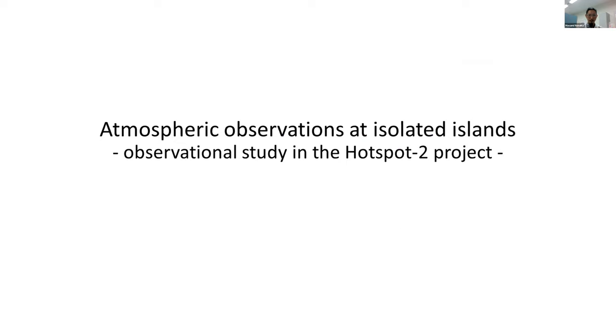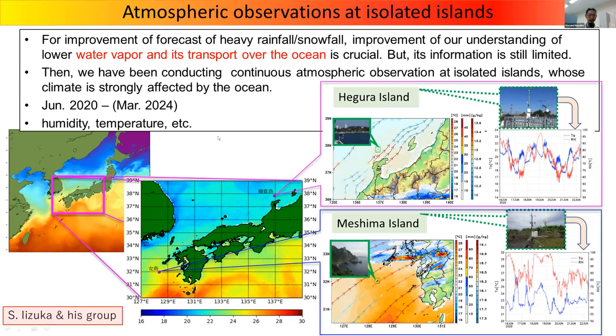And lastly, I'd like to briefly introduce one observational study in our hotspot project: atmospheric observations at isolated islands. For improvement of forecasts of heavy rainfall and snowfall, improvement of our understanding of lower tropospheric water vapor and its transport over the ocean is crucially important. But its information is still limited. So we have been conducting continuous atmospheric observation at isolated islands like these, whose climate is strongly affected by the ocean, to see the water vapor over the ocean.